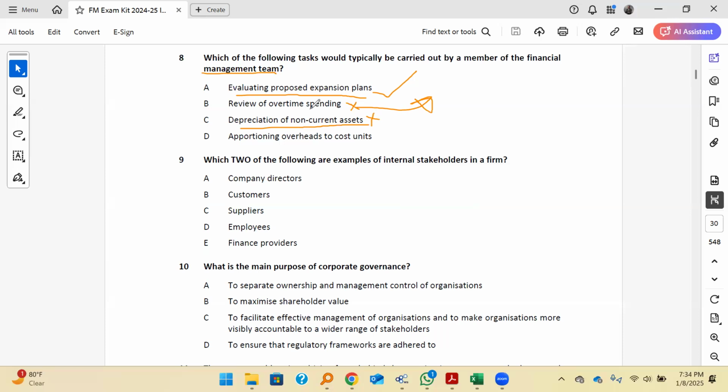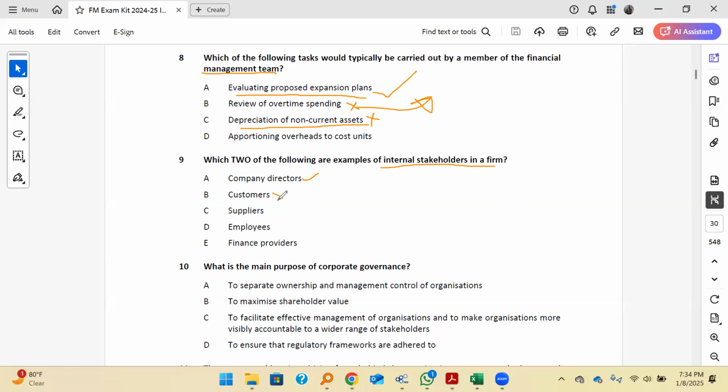Then, which of the following are examples of internal stakeholders in a firm? So I've been talking about stakeholders, and I said we have external and we have internal. The external ones are those that are not within the company, whereas internal ones are those that are within the company itself. So we are looking for those that are in the company. We can have here directors. Yes, these are in the company.